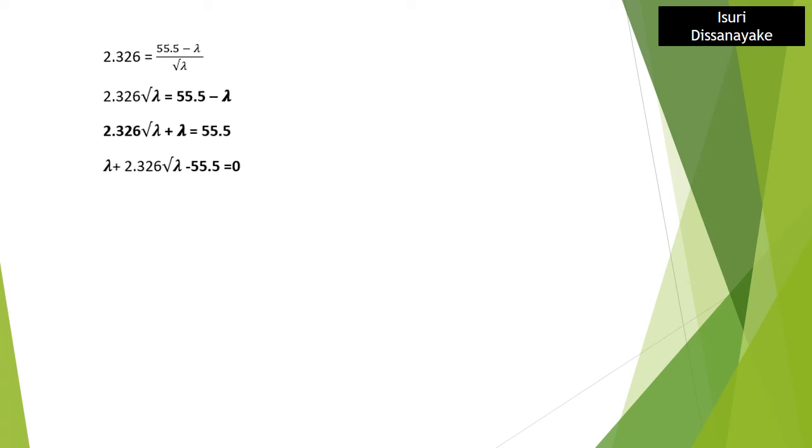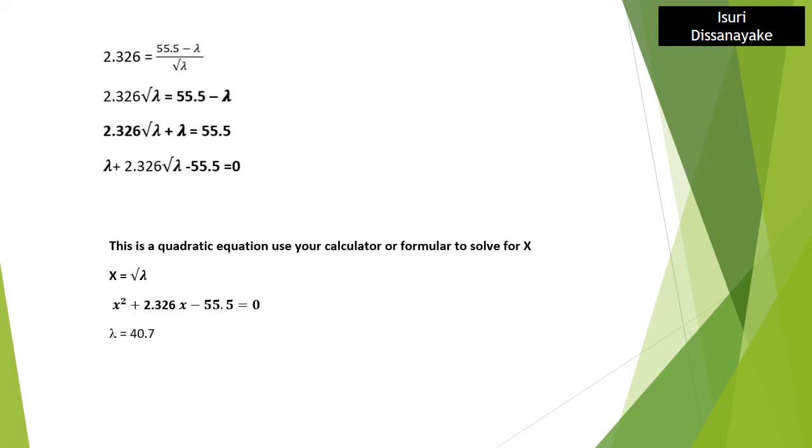2.326 is equal to (55.5 minus mu) over lambda, divided by square root of lambda. Using a bit of algebra, you can finally write the equation as lambda plus 2.326 square root of lambda minus 55.5 equals 0. Now it takes the quadratic nature. It's a quadratic equation now.